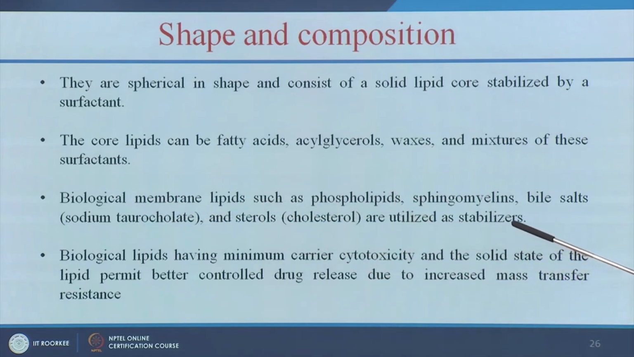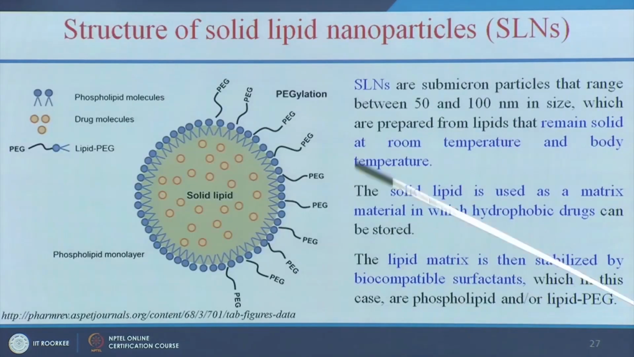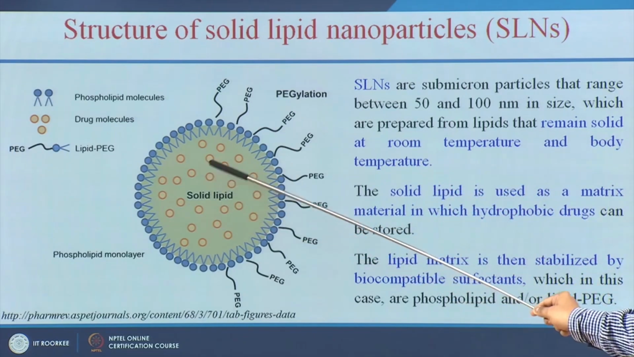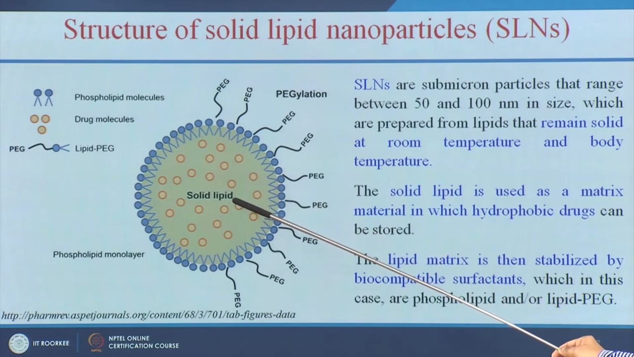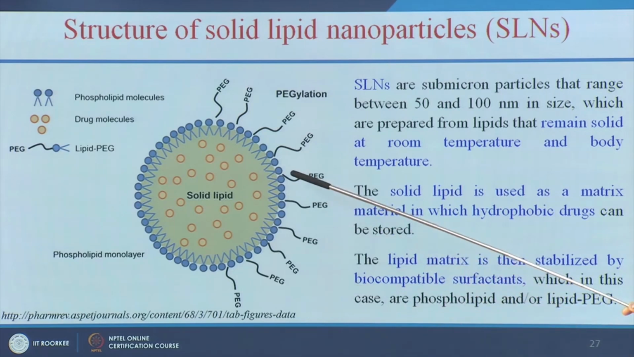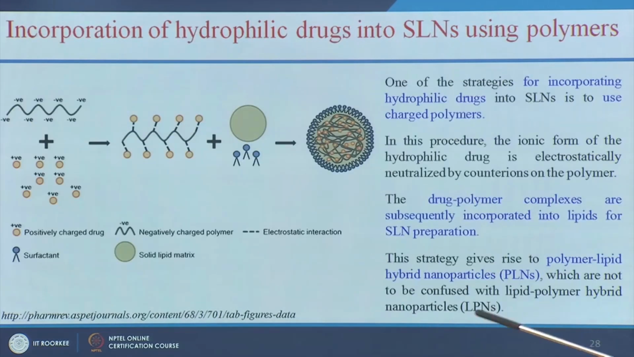and biological membrane lipids such as phospholipids can be utilized as a stabilizer. These solid lipid nanoparticles will be between 50 to 100 nanometer in size, and they remain solid at room temperature and body temperature, and this solid lipid matrix is useful for loading your hydrophobic drugs. This lipid matrix is stabilized by biocompatible surfactants, and in this case we can use phospholipid or a lipid PEG, that is polyethylene glycol, for stabilizing your solid lipid nanoparticles.